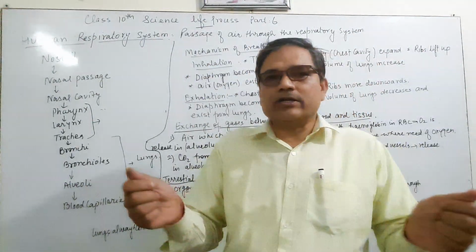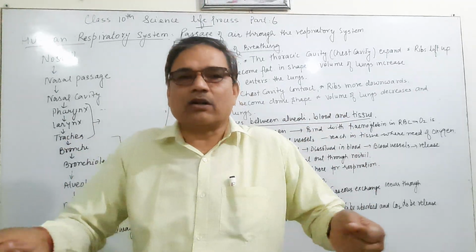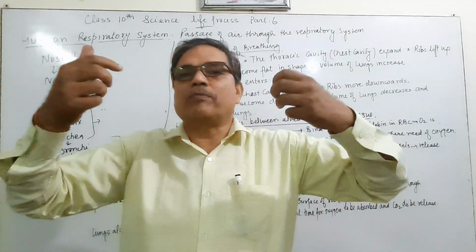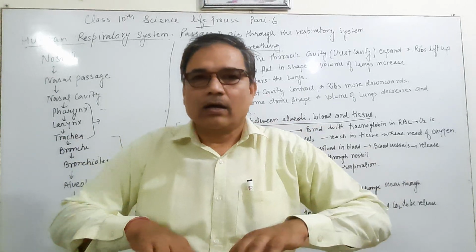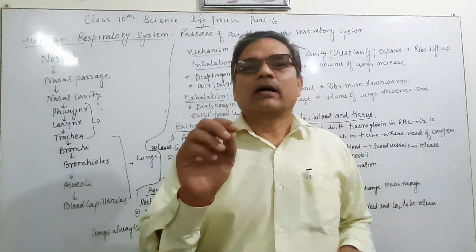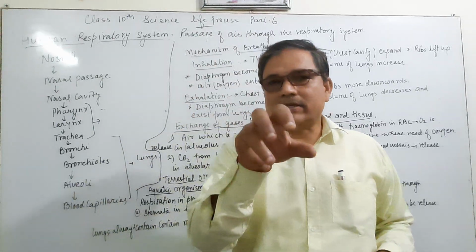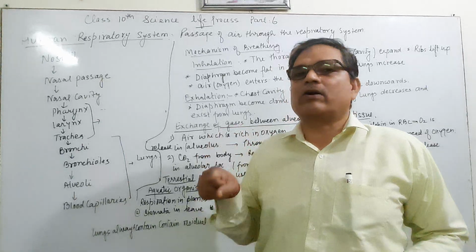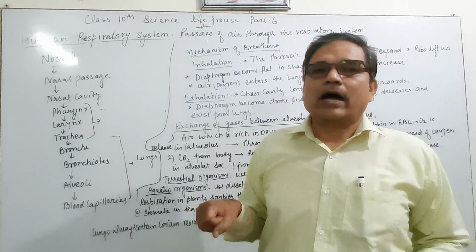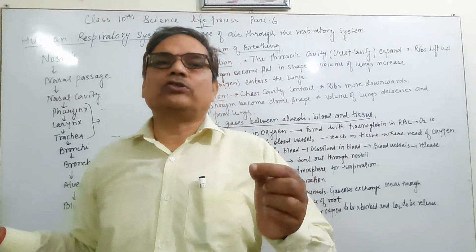The balloon-like alveoli increase the surface area to absorb the maximum amount of air, and these alveoli are further connected to blood capillaries or blood vessels, which carry the oxygenated blood to the target tissue where the cells or tissues need it.